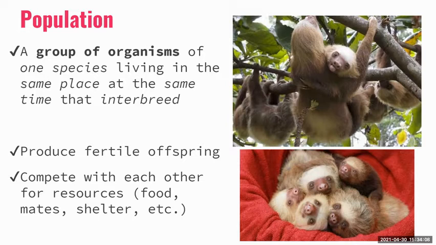Organisms that are of the same species that live in the same place at the same time can more likely than not reproduce, can interbreed. Organisms of the same species can reproduce with each other. Organisms of different species cannot, therefore they will not be a population if they're different species. Organisms that are part of the same population will be able to produce fertile offspring, meaning that they'll be able to make babies, and those babies will be able to make babies.